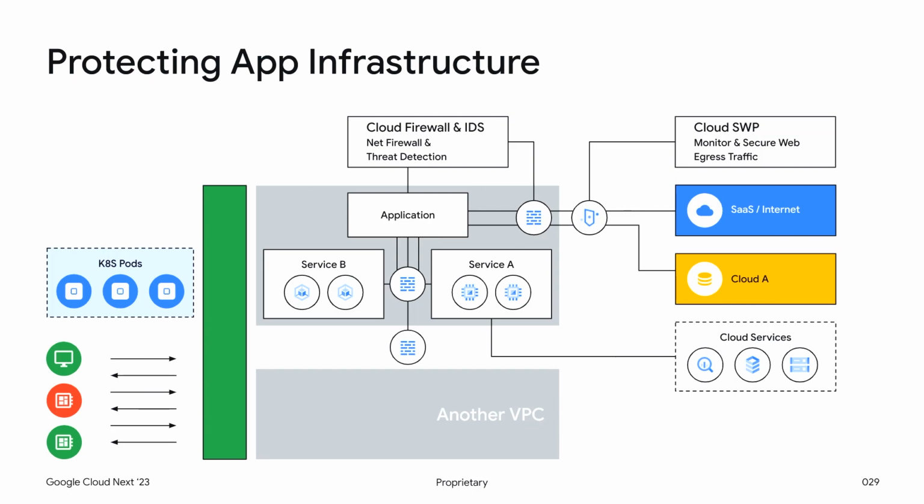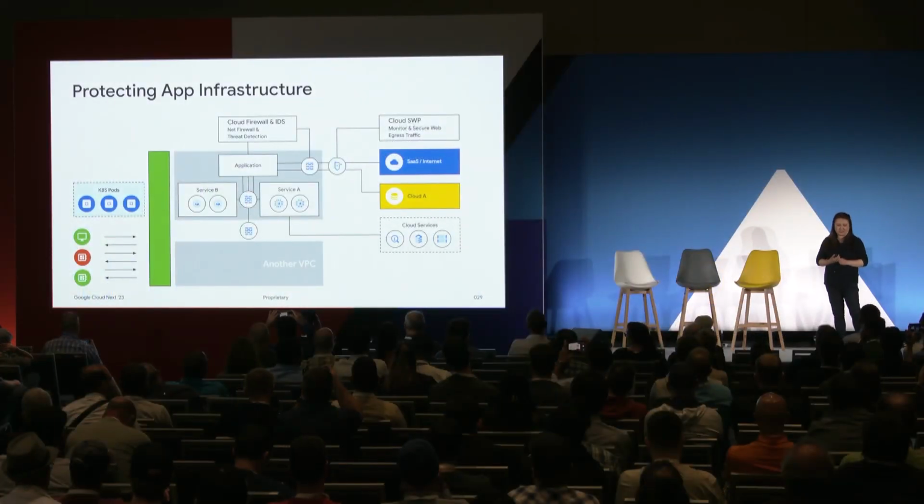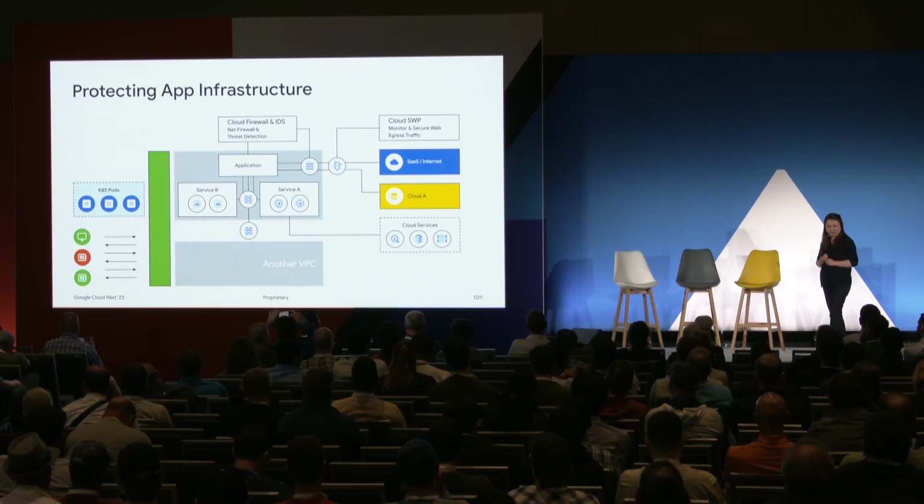The next layer of protection is called the Cloud Secure Web Proxy. This provides monitoring and securing of the web egress traffic. We also have a PM, he might be in this audience. Naveen, if you're there. Anyway, if you have questions for Naveen and Faye, feel free to come through. And this protects your workloads that access the SaaS and internet.